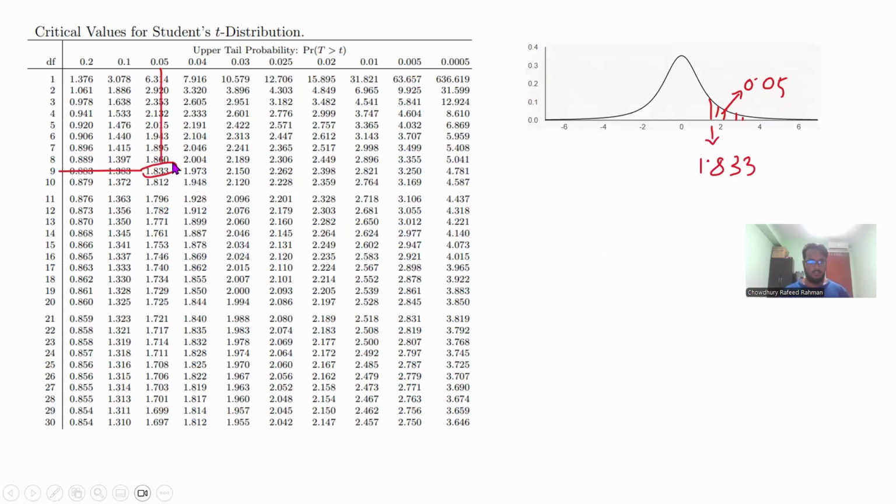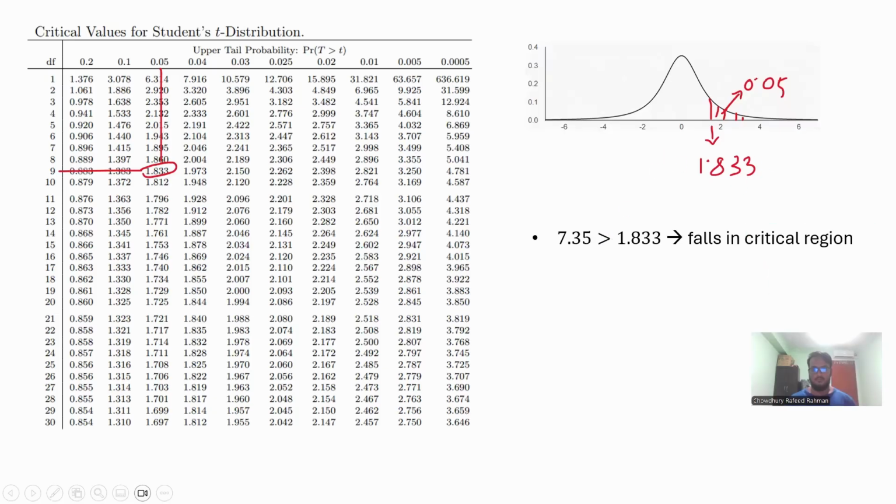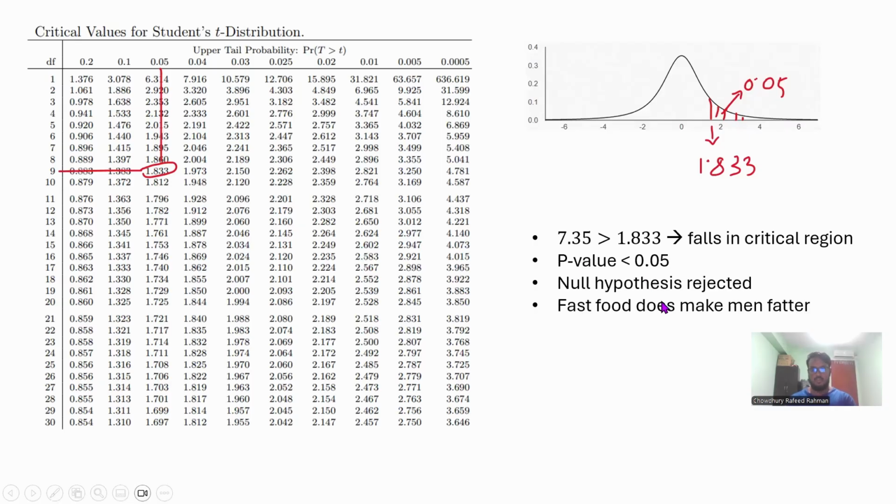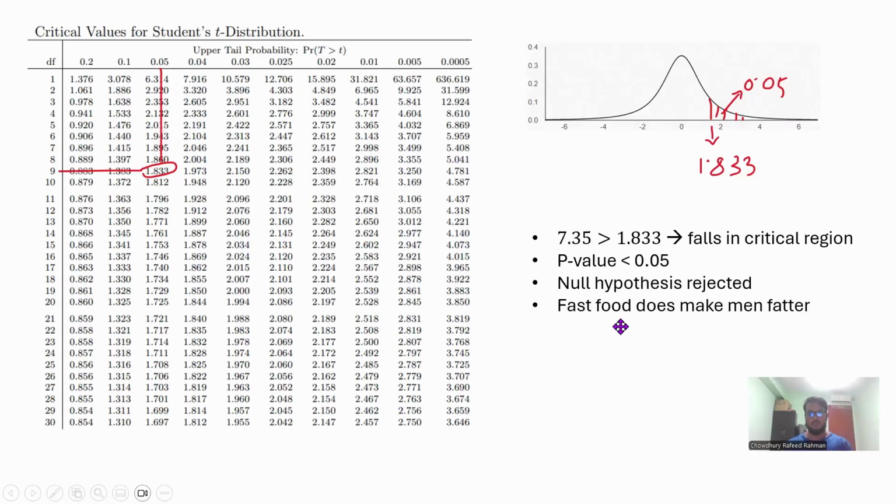You know that in this question, degrees of freedom was 9. So at this point, 1.833 was the critical value of t. So this is the critical t score. Now the question is, is our 7.35 t score bigger than this? Yes, that means it is to the right side. That means it definitely falls in the critical region. And so obviously we can see that the p-value will be less than 0.05. We can reject the null hypothesis and we can conclude that the fast food does make men significantly fatter.